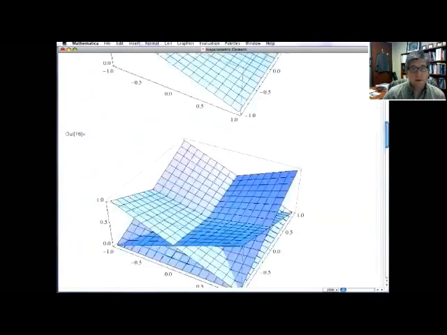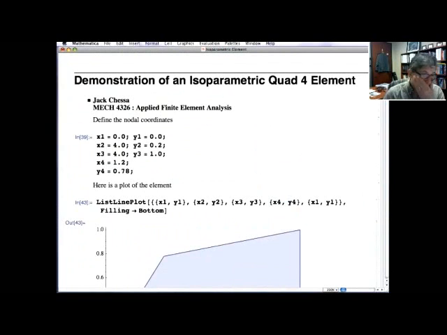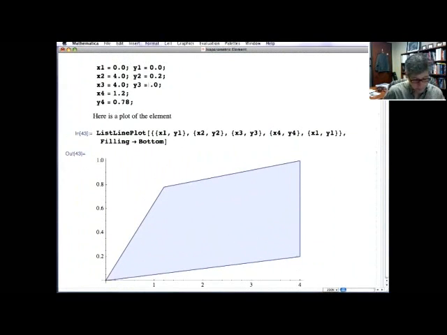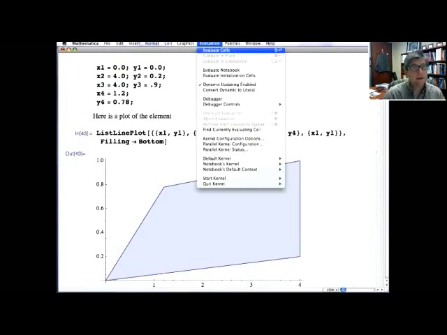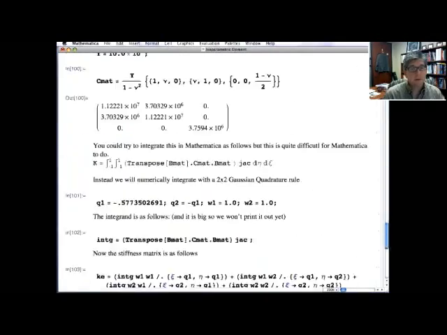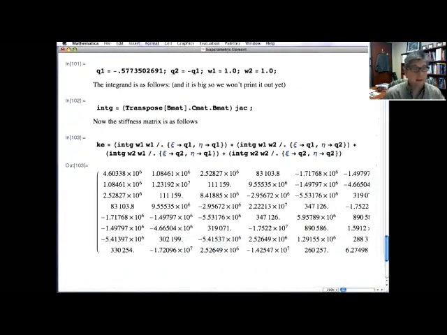You can go through and change the element coordinates. For example, you can drop this to, then you can evaluate the notebook, let it run through, and that'll give you the stiffness matrix for that particular element, okay? So that's how it works.